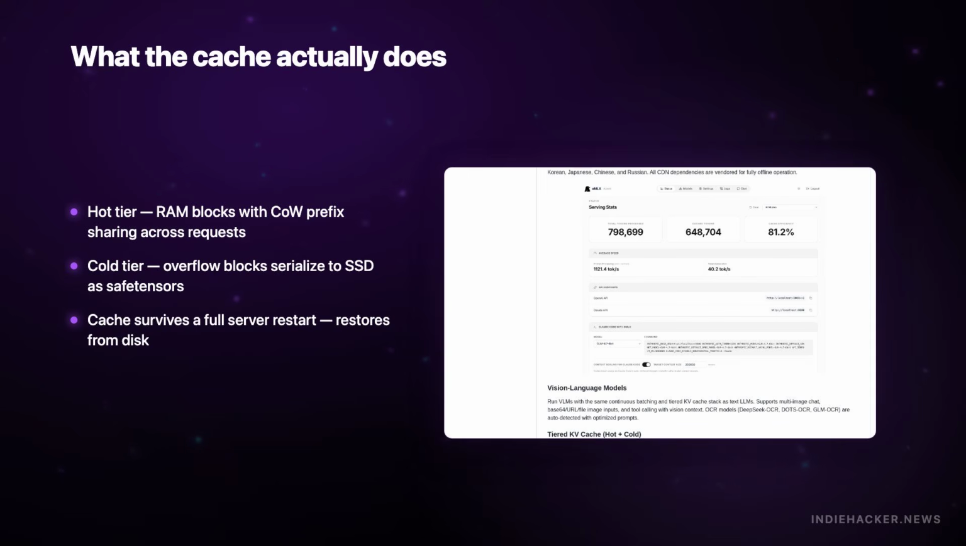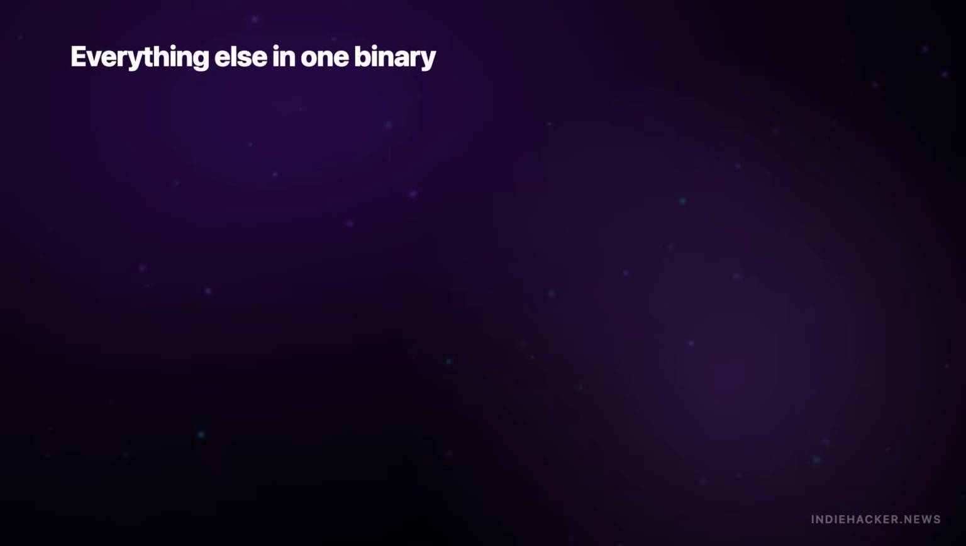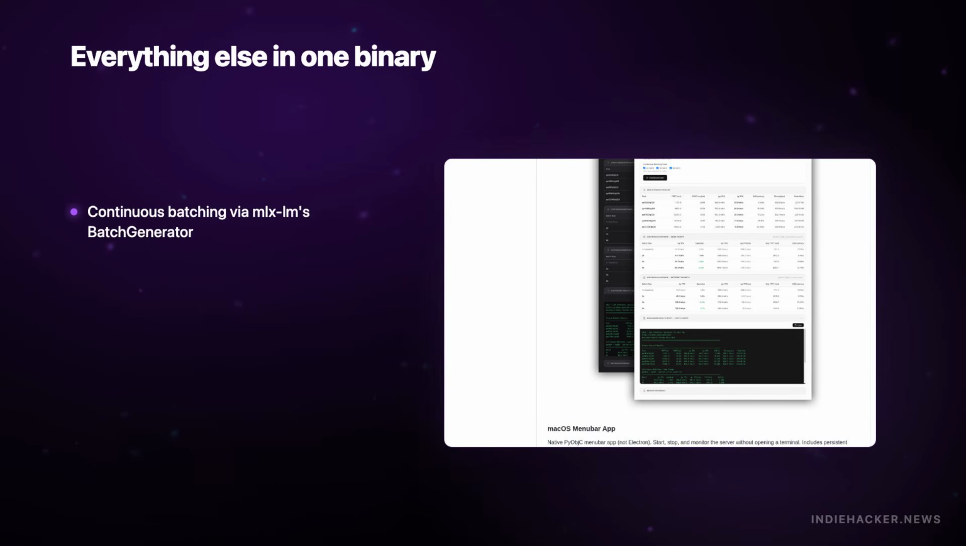The original version paid a few seconds of fixed overhead per request to write those blocks out, and the latest release has knocked that down by an order of magnitude. More on that in a minute. Okay, and the rest of the surface area. Continuous batching, so concurrent requests get processed in parallel instead of queued. That comes from oMLX LM's batch generator under the hood.